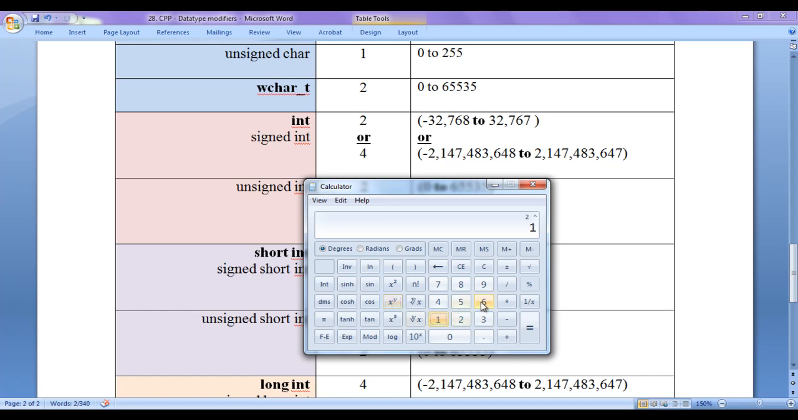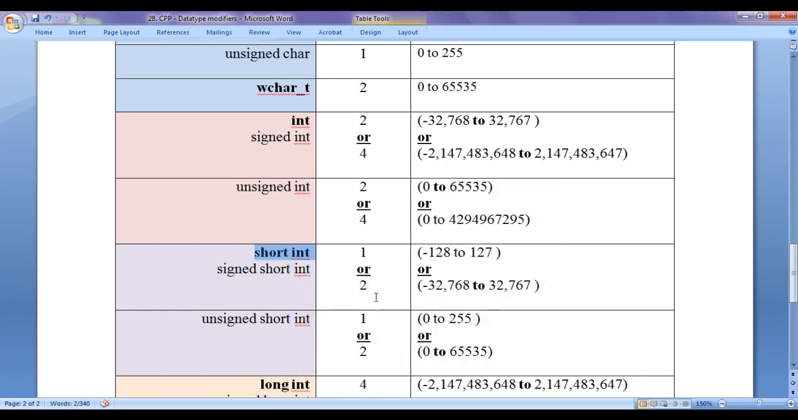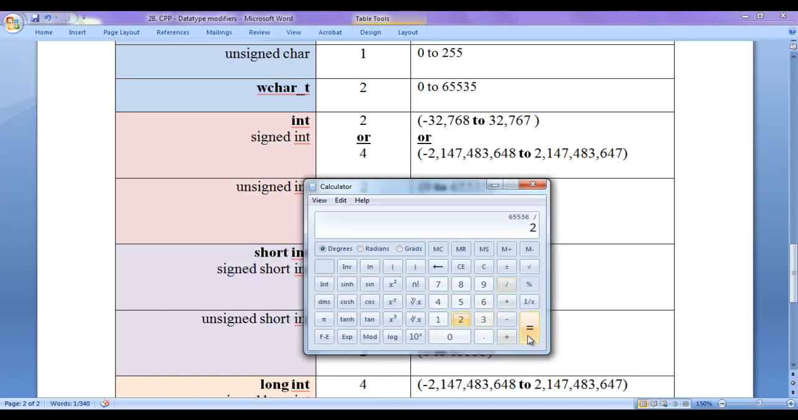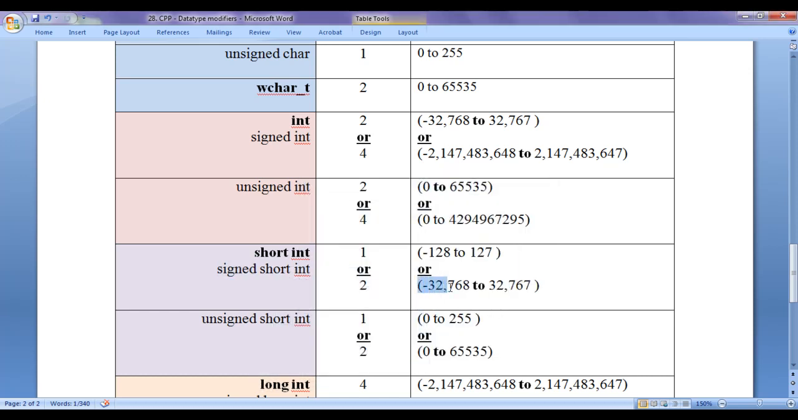2 raised to the power of 16 is equal to 65,536. As it is signed, we can store negative as well as positive values. So I divide it by 2, it becomes 32,768. That means the minimum value possible to store inside 2 bytes of short int type memory is minus 32,768 and the maximum value possible to store inside 2 bytes of short int type memory is 32,767 guys. We can convert a signed short int to unsigned short int by prefixing the keyword unsigned.